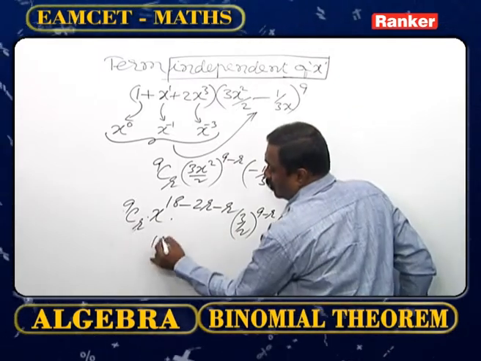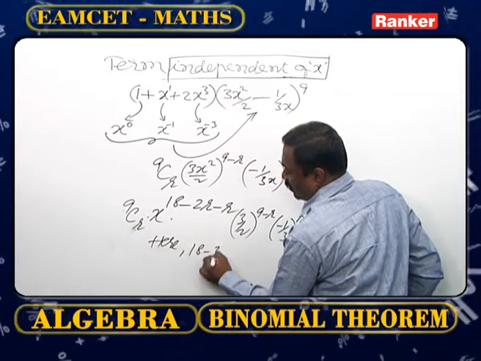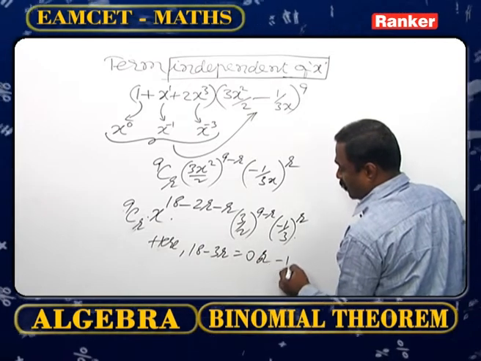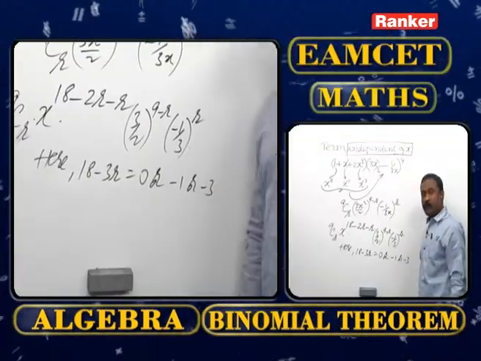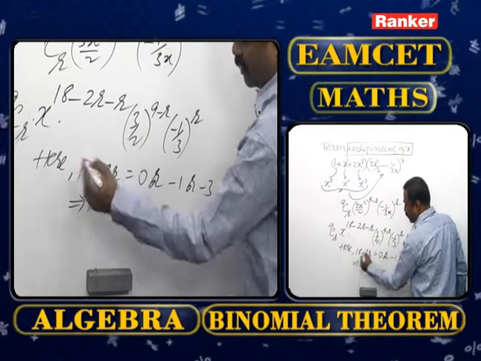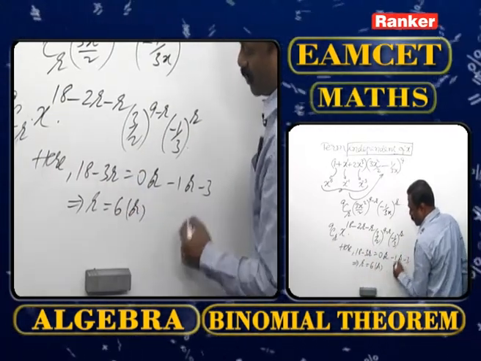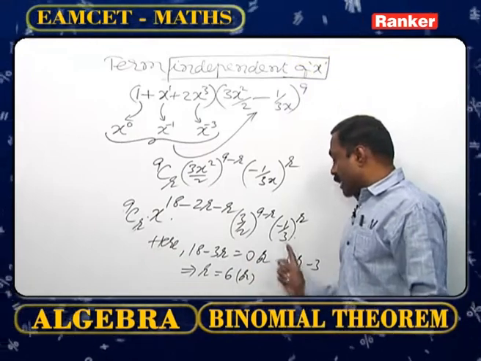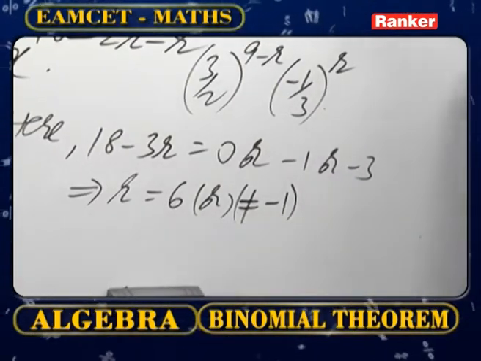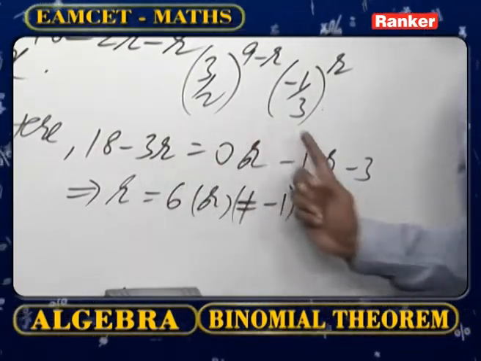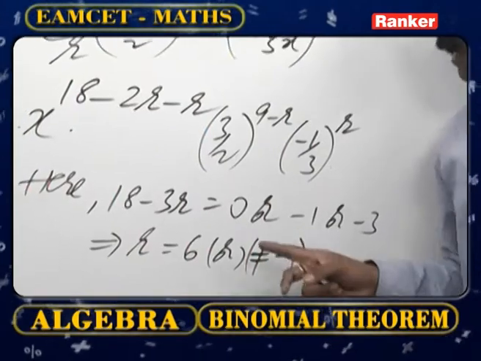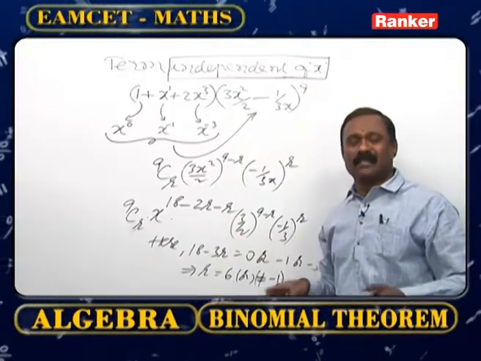So here, 18 minus 3r is equal to what? First case 0, second case minus 1, third case minus 3. Let me check it out now. For 0, 3r is 18, so r is 6. If you write minus 1, 3r is 19, which is not possible. Do you understand why? 3r is equal to 19, r is equal to 19 by 3, which is a fraction, but r will never be a fraction. That is why the term x power minus 1 will not exist in this expansion.